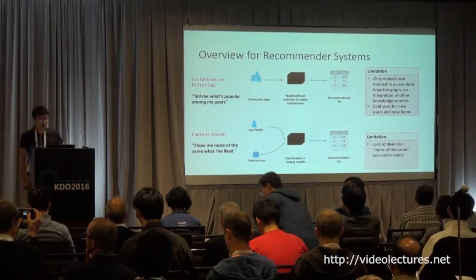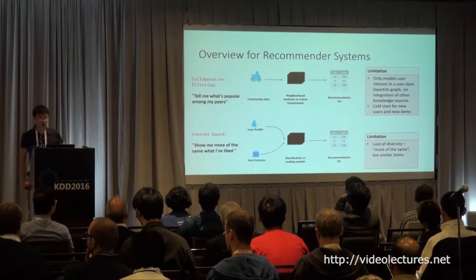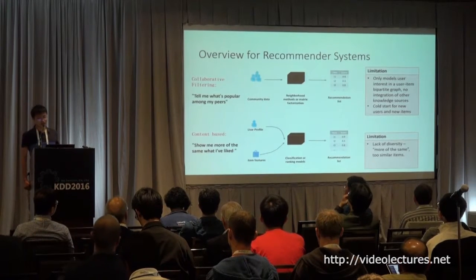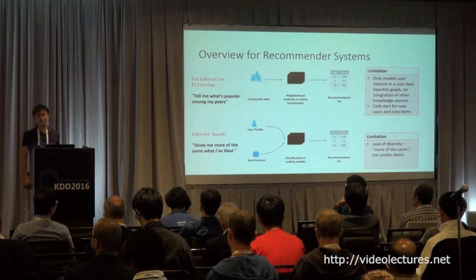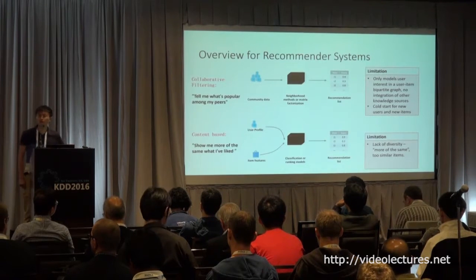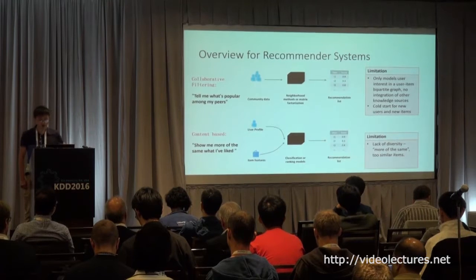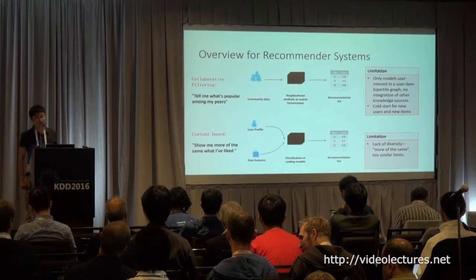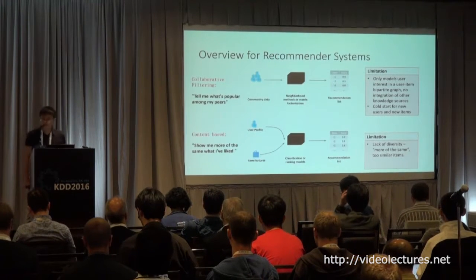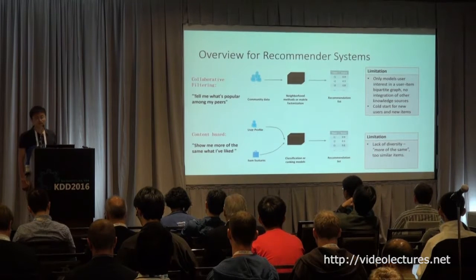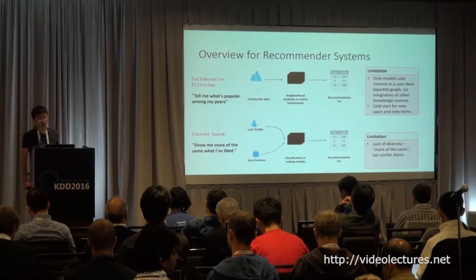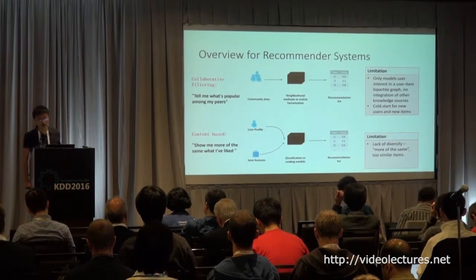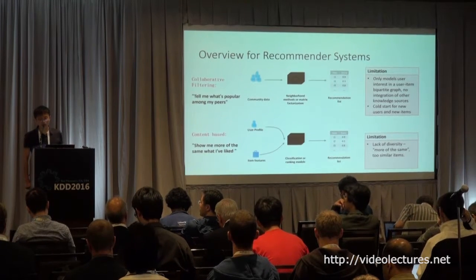As we know, both types of methods have their limitations. For collaborative filtering, the limitation is that it only considers the interaction between users and items, and it totally ignores the item information. So there are cold start problems for new users or new items. For the content-based methods, the limitation is that it will recommend users items very similar to the previous items they have liked before, so it lacks diversity.